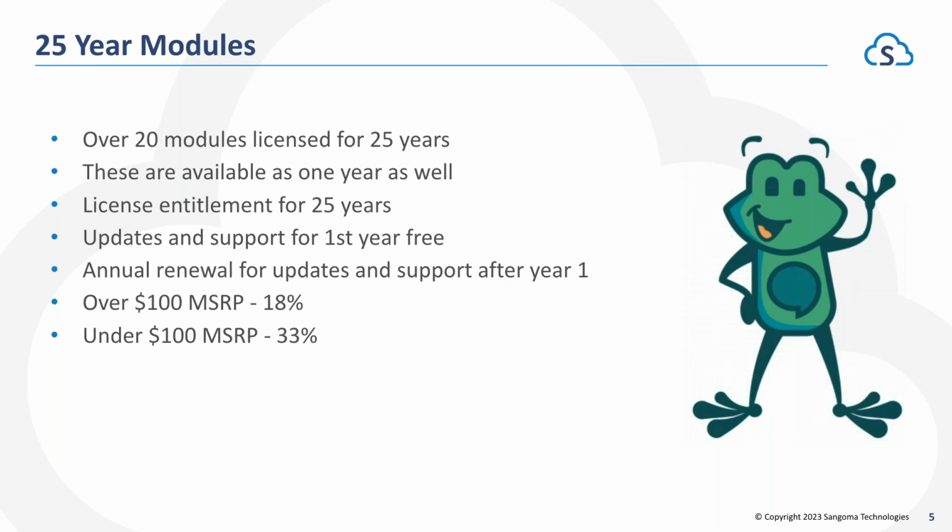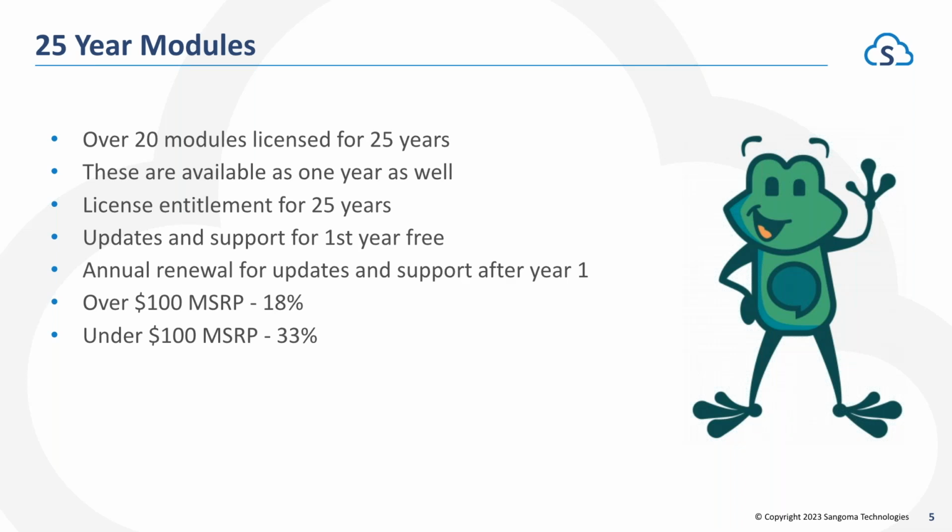What we only include for the first year free are access to updates and support on that license. So when you buy a 25-year commercial module license, we give you access to updates, which are things like new feature releases, security patches, bug fixes, as well as support entitlements should you need any support from a config standpoint on that module.